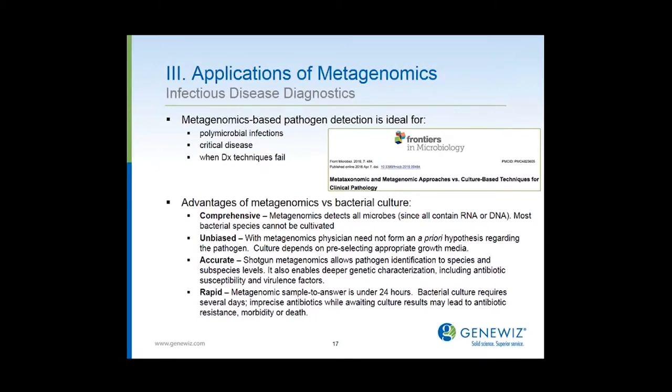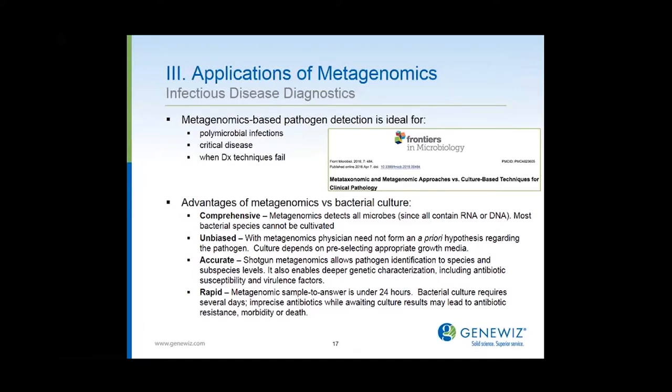So using metagenomics for infectious disease diagnostics is ideal for polymicrobial infections, where you need to know the mix of pathogens involved and not just the single pathogen involved. For example, in diabetic foot ulcers. It's also important for critical disease, where we have to have the diagnostic performed quickly, like in sepsis. And finally, when other diagnostic techniques fail.